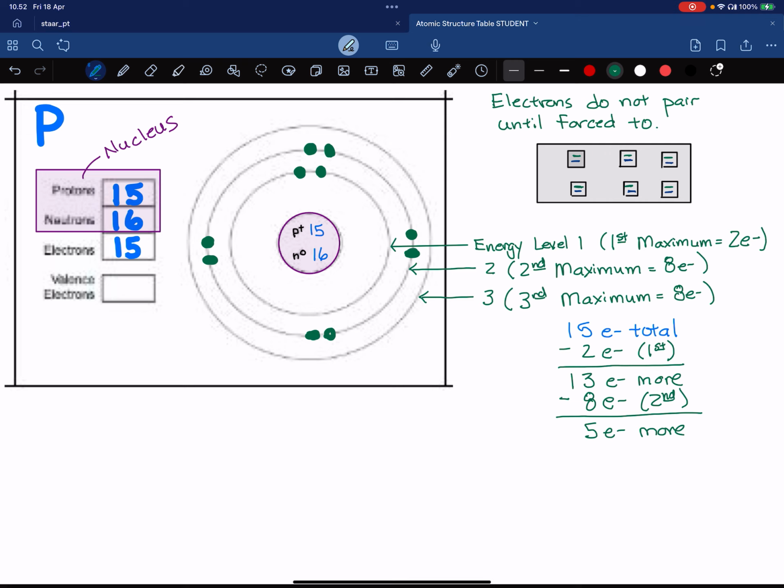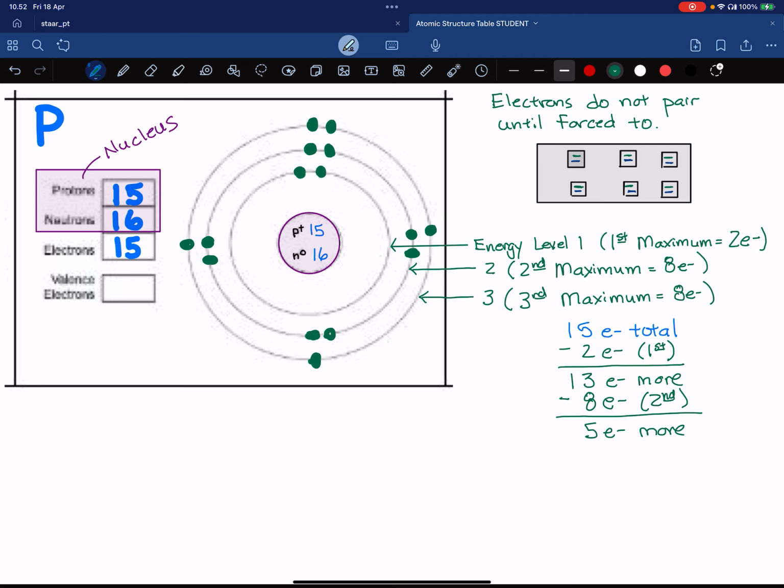Now, these are going to go into the third level, but with the same rule: electrons do not pair until forced to. So the first one's going to go, say, on the north, and then another one on the east, the south, and the west. That's 4 of them. The fifth one is going to be forced to pair. You can put it in any of these places, but most people will put it at the top, where you began.